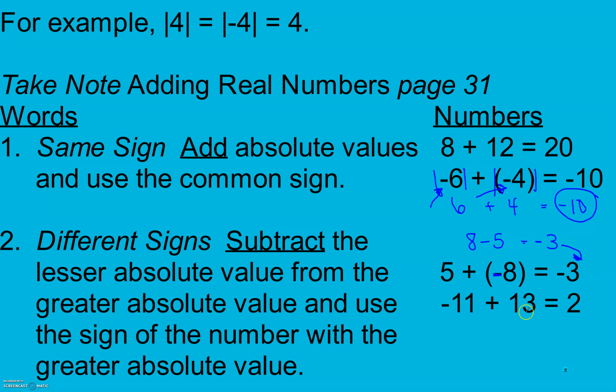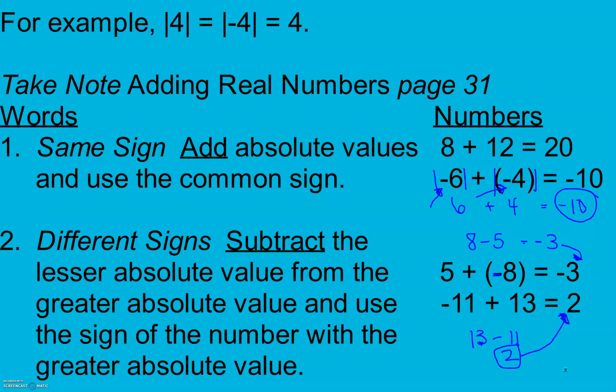Here I have an 11 and a 13. Well, 13 is bigger than 11, so we subtract and get 2. Now I look back to 13 as my bigger number and see what sign is in front of it. It's a positive, so it's a +2. So if we have the same signs, we find the sum, give the common sign. If we have different signs, we find the difference, and then give the sign of the bigger number.